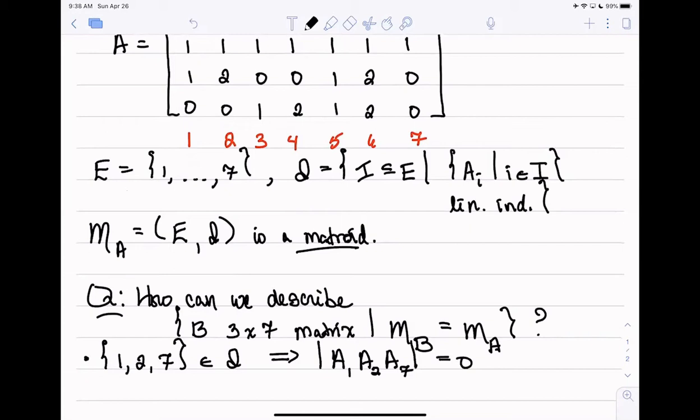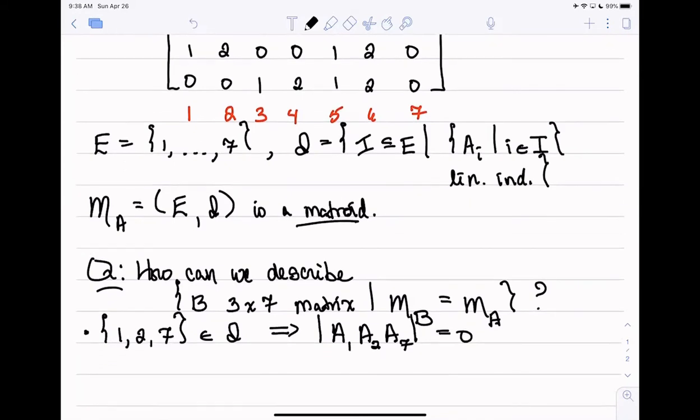So what is this thing? I can think of this determinant as a degree 3 polynomial in 9 entries of the matrix A. And any matrix that has the same matroid as A is going to have that 1, 2, 7 is not a basis. So 1, 2, 7 is dependent, so this should be not in I. 1, 2, 7 is not in I, right? So the 3 columns, 1, 2, and 7 will have to have determinant 0.